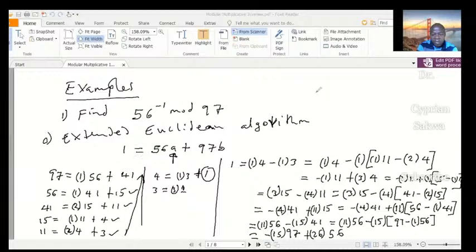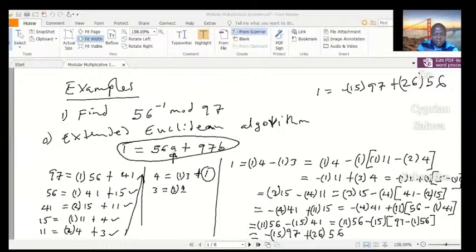What we have now is that 1 is equal to negative 15 multiplied by 97 plus 26 multiplied by 56. This is what we began to find. We wanted to write it in this form. And we said that when we write it in this form, then our A here will be the inverse of 56. The A there is 26. Hence, 26 is the inverse of 56.